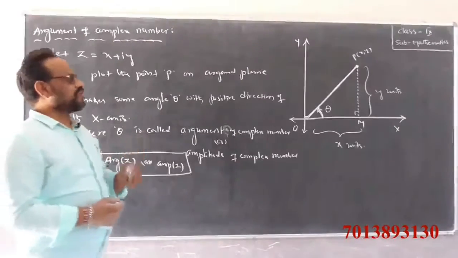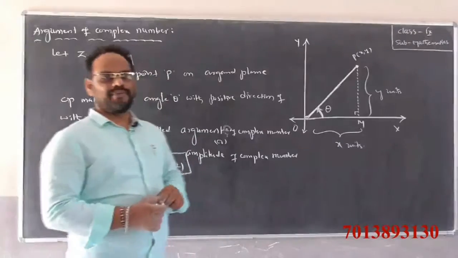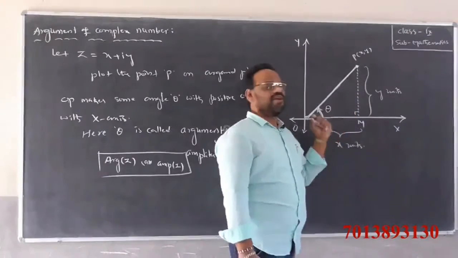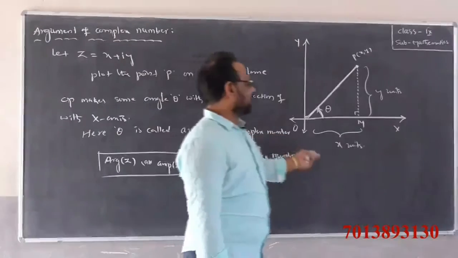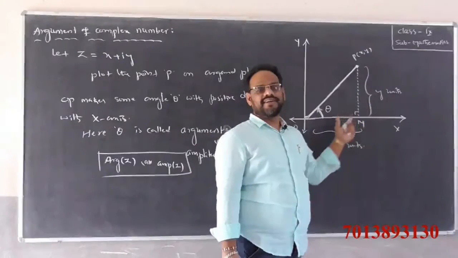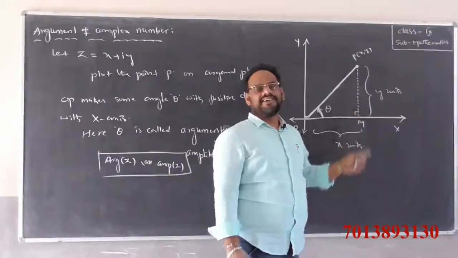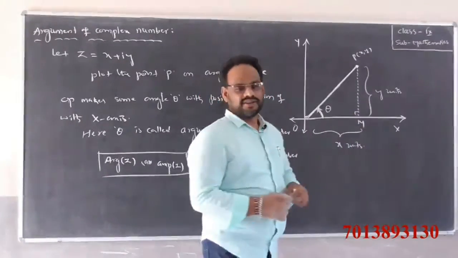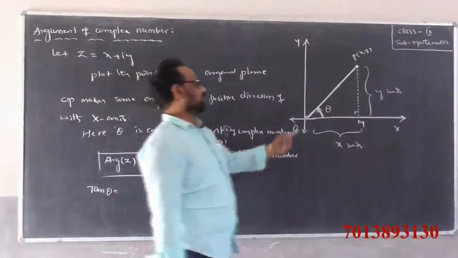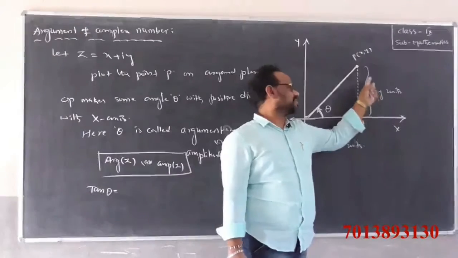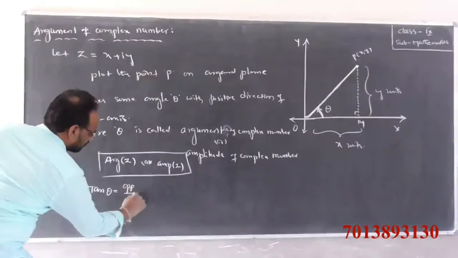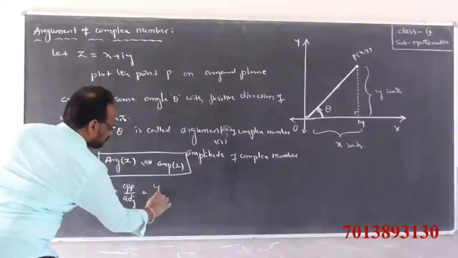How to find the value of theta? Observe this Argand diagram clearly. In terms of x and y, we have a relation: the opposite side to theta by the adjacent side to theta is tan theta. The opposite side to theta is y, and the adjacent side is x. So tan theta equals y by x.